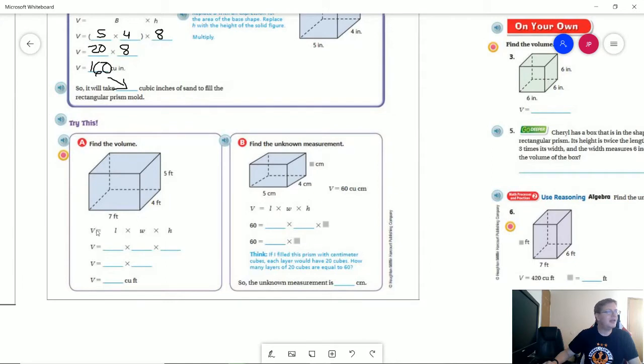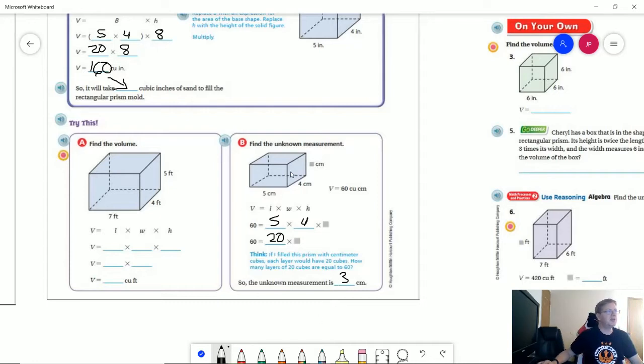So let's go ahead and quickly look at these, and this is the more important one because we're going to have to figure out how many groups of 20 we're going to have. So I'm going to do this one first. 5 times 4 is going to give us the first two measurements. That would give us 20. And then we would need to think about our missing numbers. How many groups of 20 would we need to get up to our volume of 60? That would be 3. So the unknown measurement for our height is going to be 3 centimeters. That's the only new real wrinkle that we have this time.